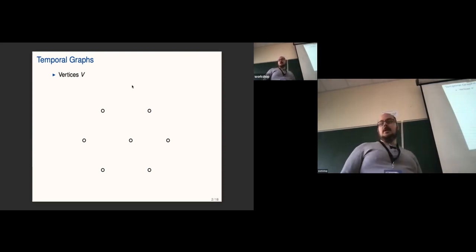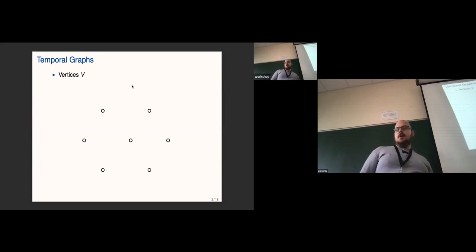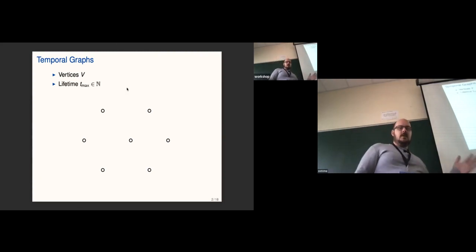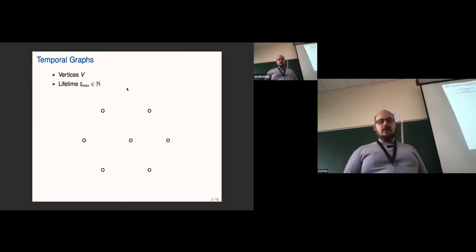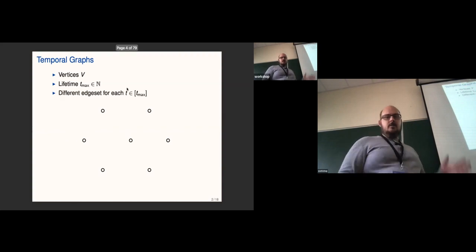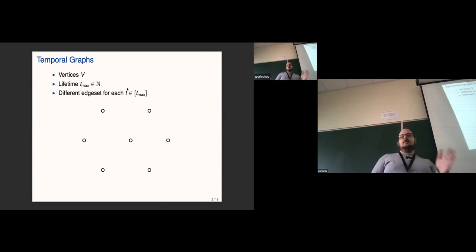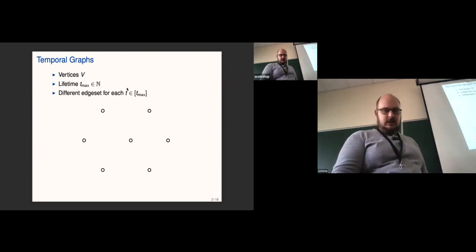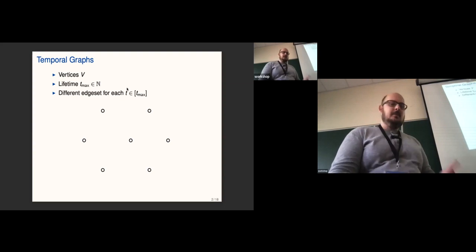We will have vertices, like in a normal graph, but now instead of just one set of edges, we have a lifetime, which is just a natural number telling us how many discrete time steps there are in our graph. And then for each time step, we have a different set of edges, or it could be the same, but some set of edges.